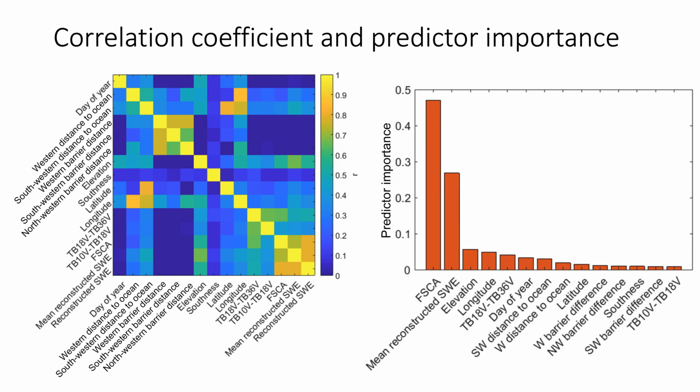The predictor importance graph on the right shows that the fractional snow cover was the most important predictor, followed by reconstructed SWE, elevation, and longitude. The brightness temperature differences from passive microwave at 18 gigahertz and 36 gigahertz, the most used for SWE in passive microwave retrievals, came in next. This is perhaps some indication of the accuracy of passive microwave SWE, as it's the 5th predictor for estimating snow water equivalent in our machine learning model.